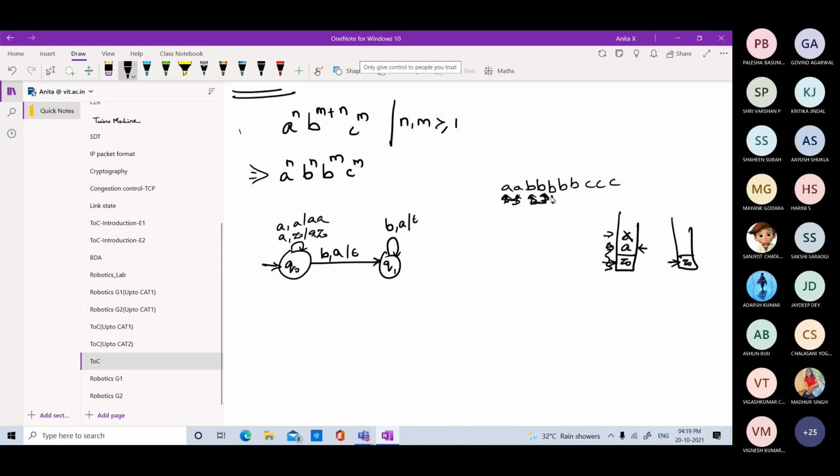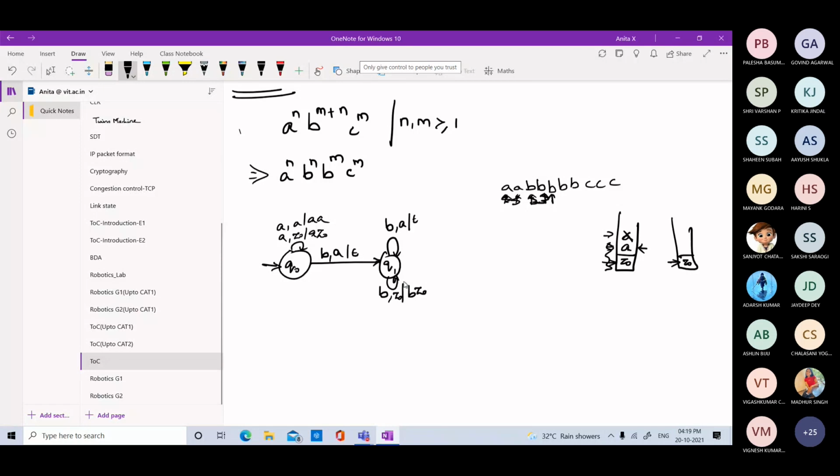My input symbol is B, my stack symbol is Z naught. So what is the meaning? I have popped off an equal number. So here the number of A's and the number of B's are matched. So we have reached the condition of Z naught here. Now what should I do? I have to push all the B's inside. So if I encounter a B and Z naught, I have to do the push operation.